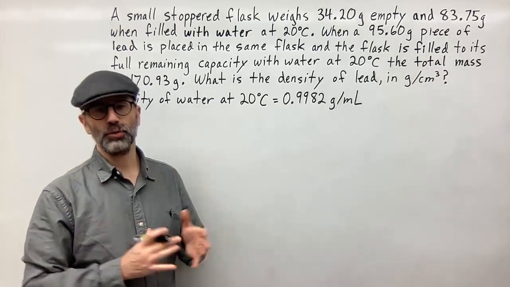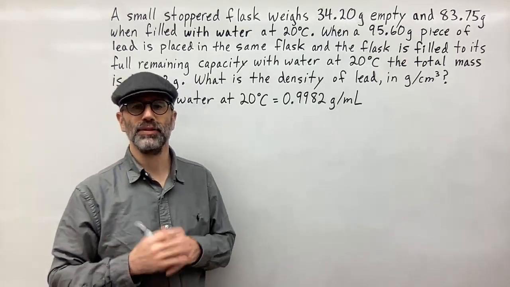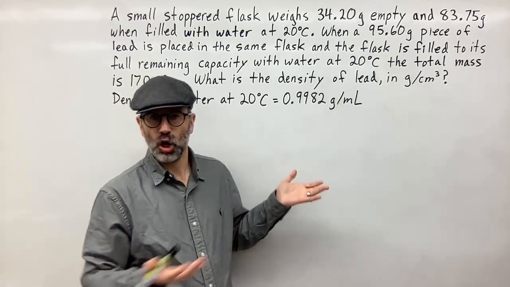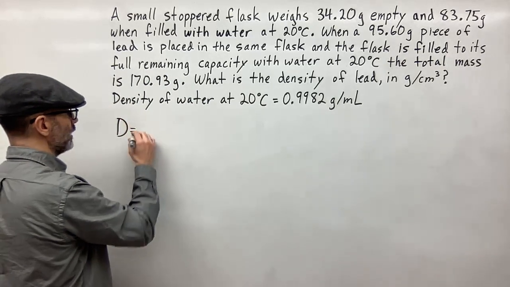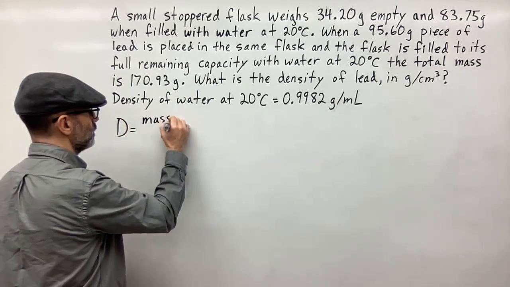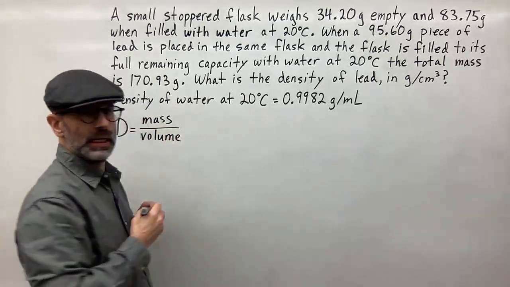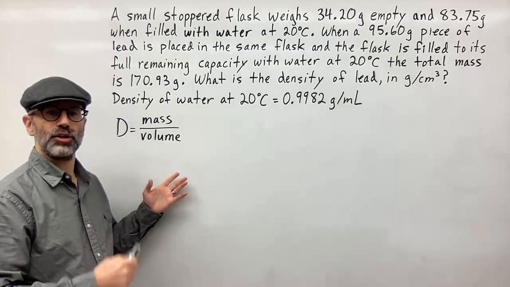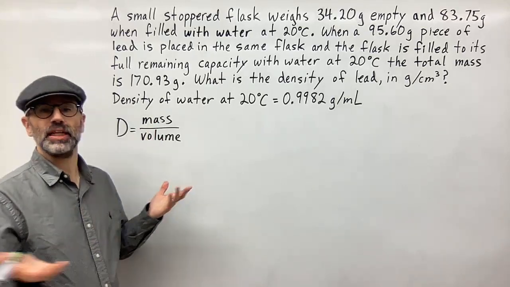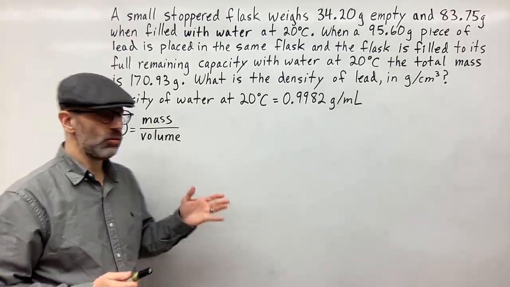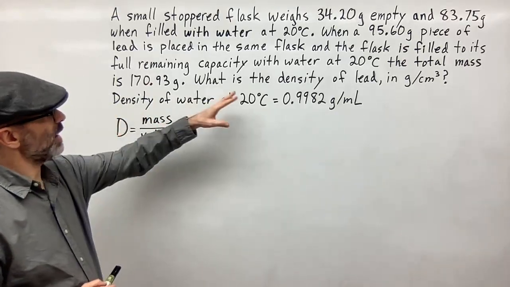So how do you begin this problem? Well, first think about density. We want to know what the density of lead is, and so we have to know how to calculate density. So density, if you recall, is the mass divided by the volume. So if you know the mass of the substance and you know the volume, just divide the mass by the volume and you get the density. Easy peasy lemon squeezy, as they say. So do we know the mass of lead? Yeah, they're giving us the mass of lead over here.